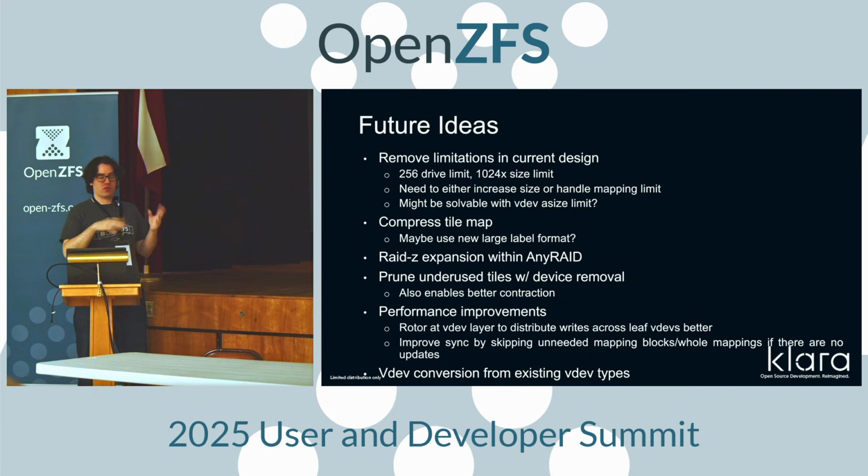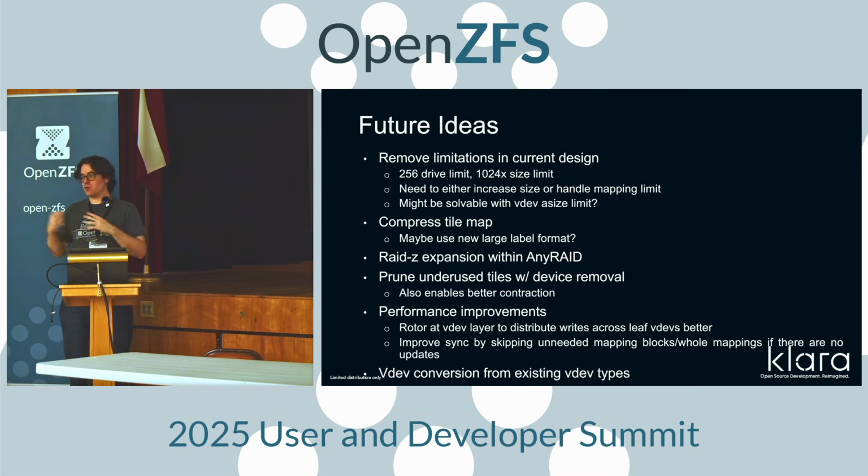Right now, when we do contraction, we can only move whole tiles around. Even if you've freed almost everything or literally everything from a tile, the tile never gets unpinned by the AnyRAID code. But one thing we could do going forwards is use something like device removal's indirection mappings to pull little pieces out of the tiles that are pinning them and move those into other logical places in the VDEV. That would let us do much better contraction. It would let us shrink devices way down.